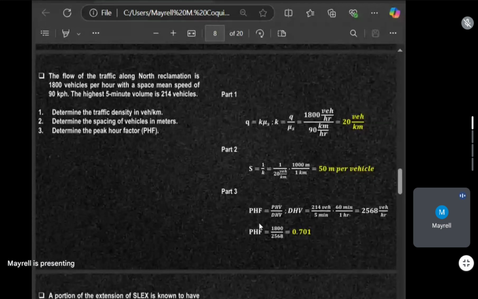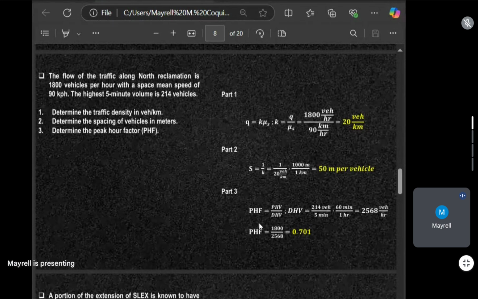So you have a DHV of 214 vehicles per 5 minutes. Times 60 minutes over 1 hour, you have a DHV of 2,568 vehicles per hour. So the PHF is 1,800 over 2,568. So you have 0.701.